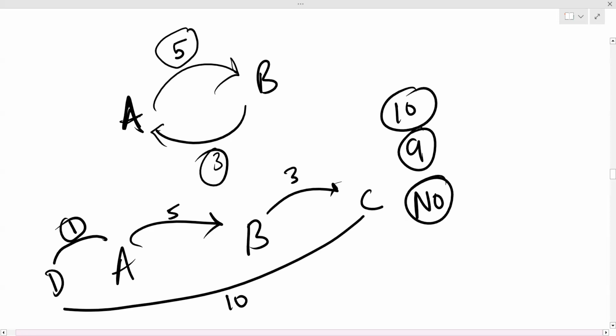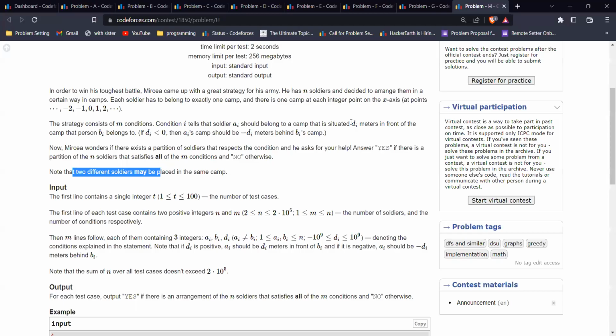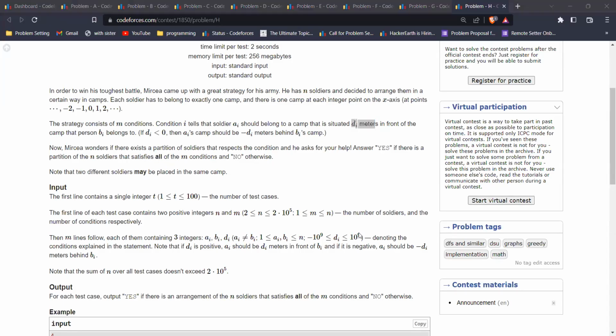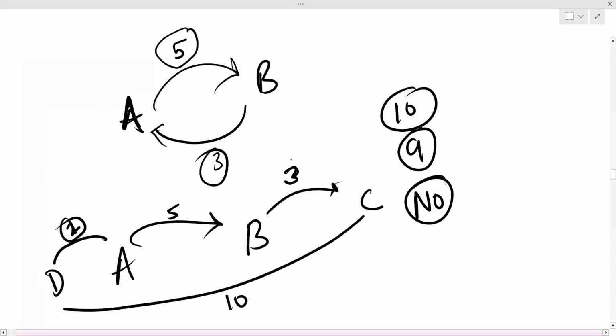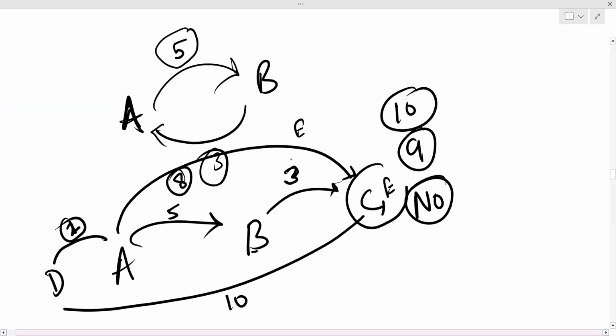But you can actually keep going. If this was 2 and you had at least 3 meters or 3 units, let's say C is 3 meters ahead of B, and there is some other guy E, who is 8 meters ahead of A. So it is possible that both of these are in the same camp. But only in case of contradiction, we'll output no.